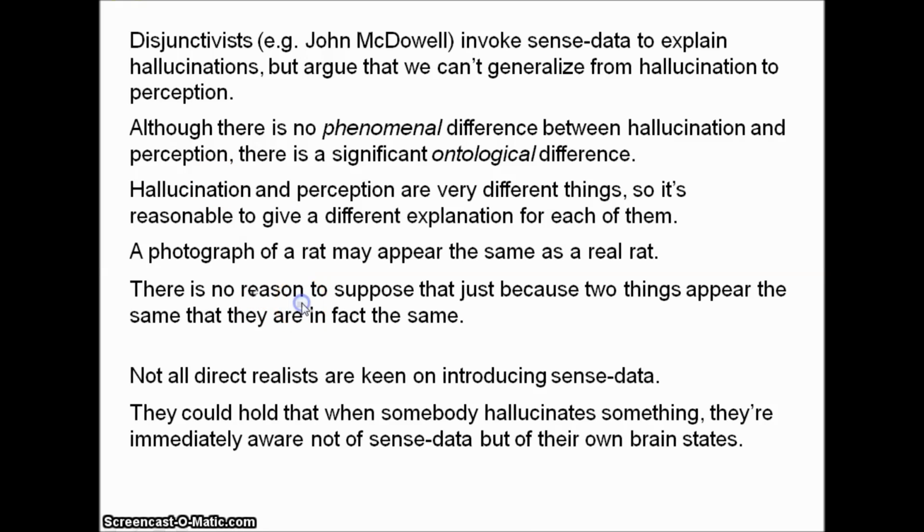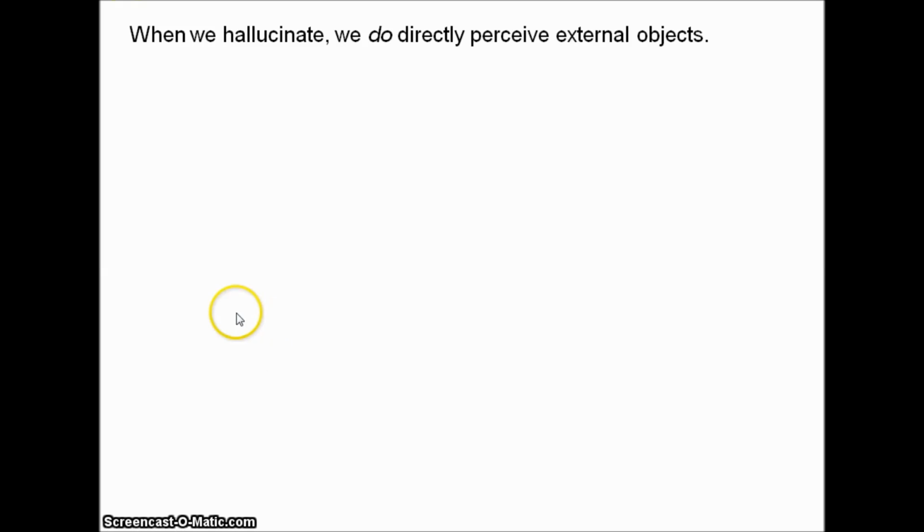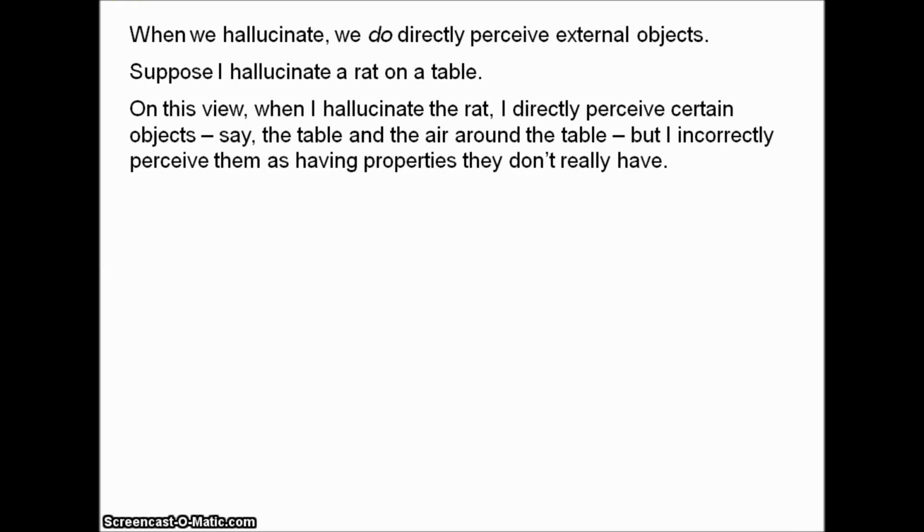Now, another response, which does not involve disjunctivism, is to take the rather counterintuitive approach of holding that in hallucination we do directly perceive external objects. Okay, so how does this work? Well, suppose I hallucinate a rat on a table. There's no rat there. Well, the view of this approach is that in hallucinating the rat, I directly perceive certain objects, say the table or the air around the table, but that I incorrectly perceive them as having properties they don't really have. So hallucination is seen as being essentially an extreme illusion.